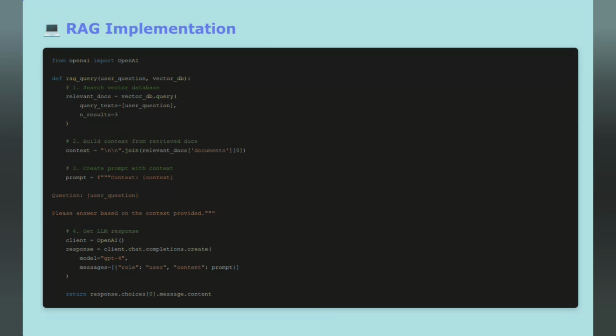This is a complete implementation. First, we search our vector database with the user's question. We're asking for the top 3 most relevant documents. Then, we build context by taking all those retrieved documents and joining them together with line breaks. Next, we create a prompt that includes both the context and the user's question. We're explicitly telling the LLM to answer based on the provided context. Finally, we send this to the LLM and get back a response that's grounded in our actual documents.